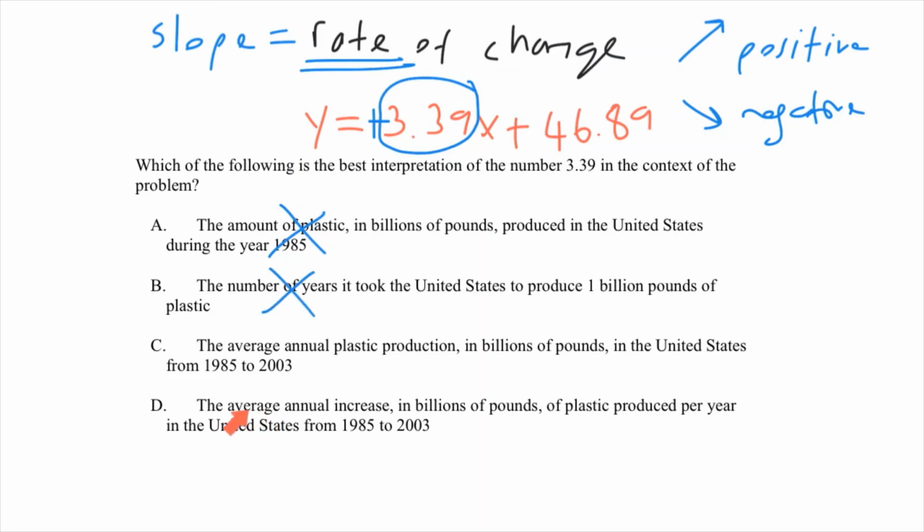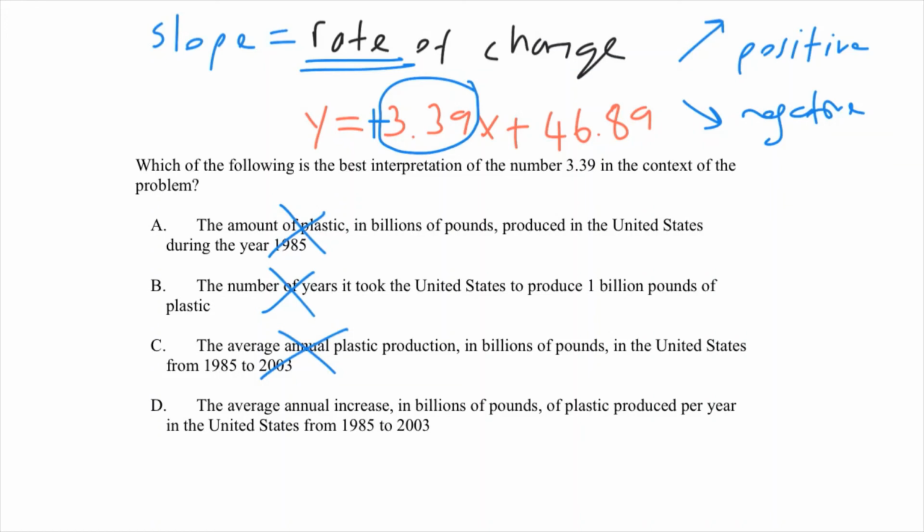Let's go to C. The average annual plastic production in billions of pounds in the United States. Rate of change is not an average. A rate of change should be an increase or decrease every single year. This is the average. It doesn't say increase or decrease, so it doesn't tell me the rate of change. It's not my slope. And then one answer choice is left, so probably it's my answer.